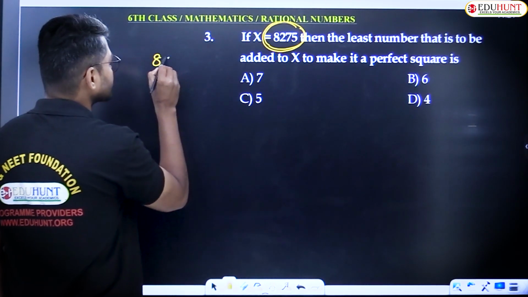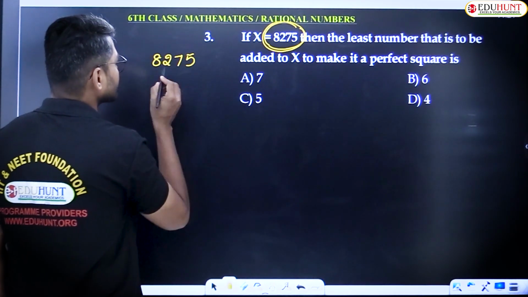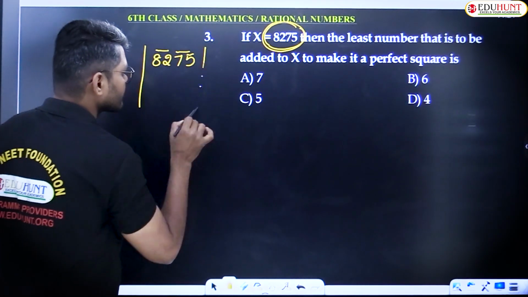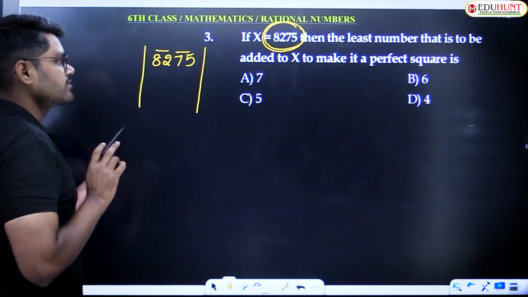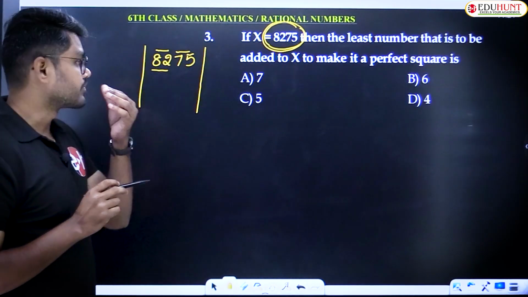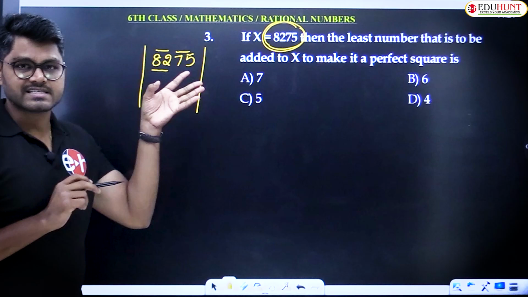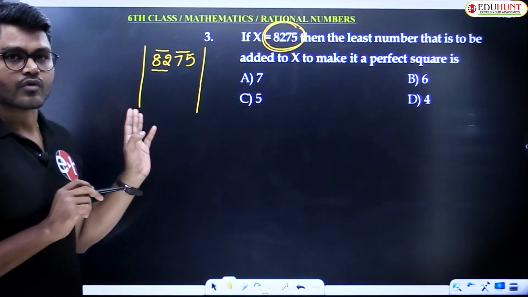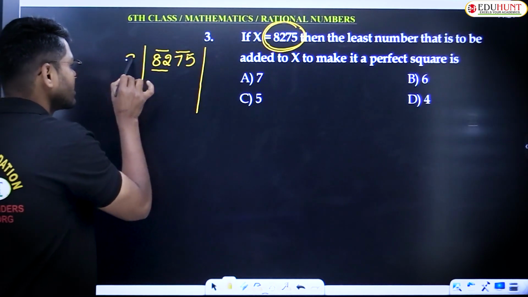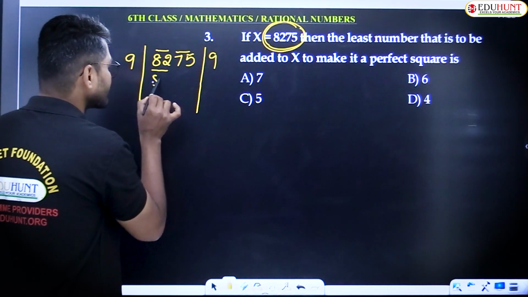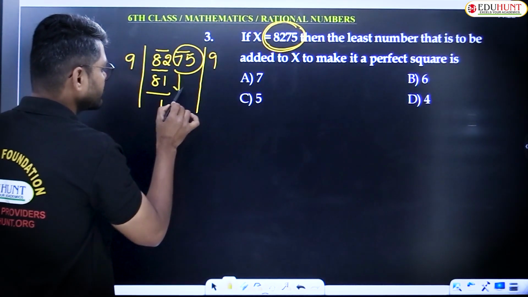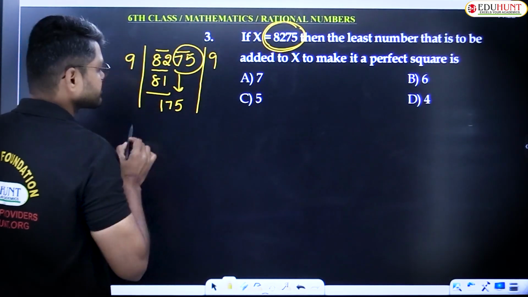8275. Long division method, 2 digits and 2 digits. Finding the square root: 5 5's 82. We have to take the perfect squares only. 5 5's 25, 6 6's 36, 7 7's 49, 8 8's 64, 9 9's 81. So 9 9's 81. Here the remainder is 1. We have to write 7 5 here.